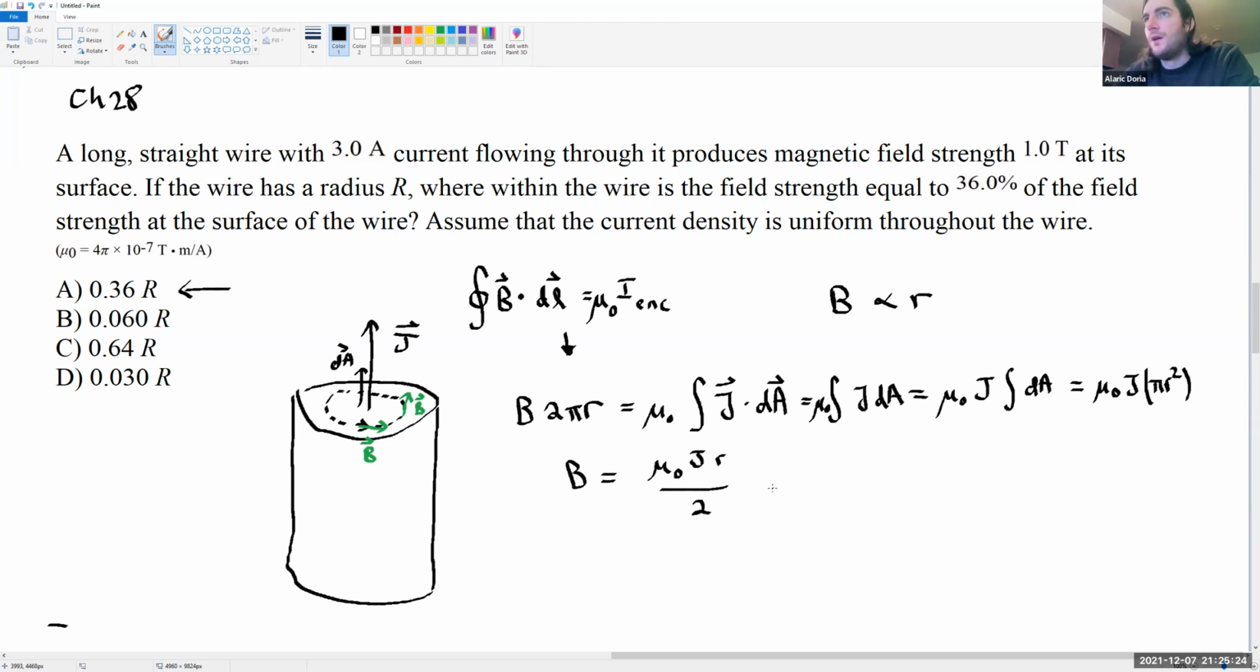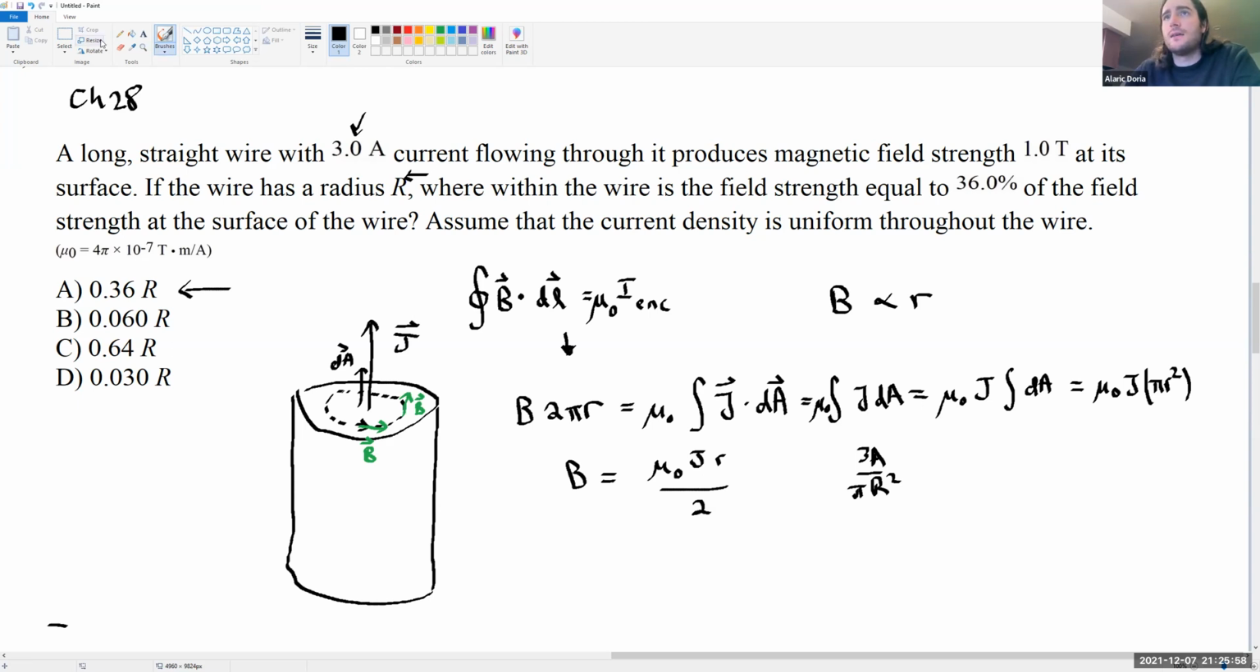Okay. How would we figure out what J is? Well, we're told that the total amount of current that flows is 3 amps. So what's the size of our wire? Well, our wire has radius big R right here. So if we wanted to know what J is numerically, we would just take 3 amps and divide it by pi big R squared, but we're not even being asked to do that, so we don't need to do that.